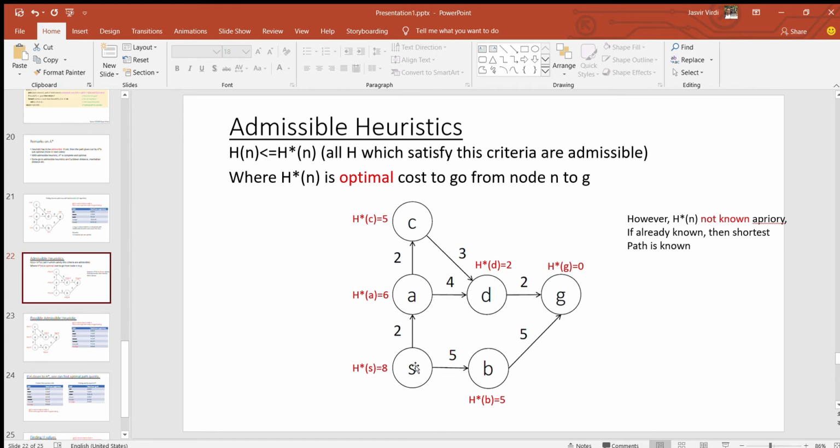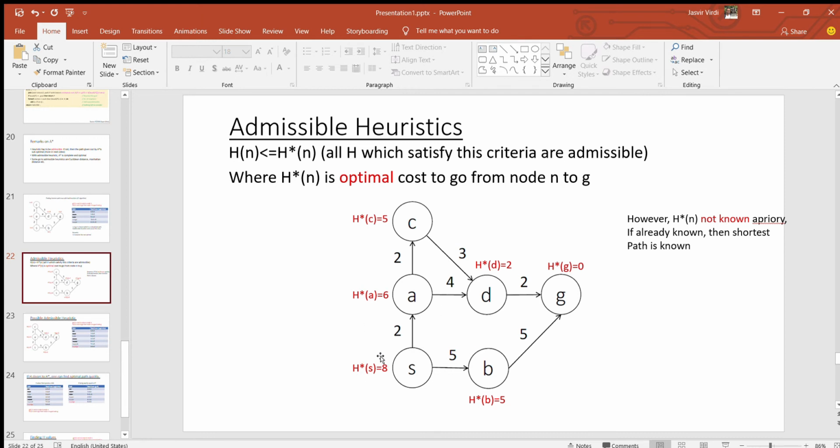However, you can imagine that if this graph was really big, or had a lot of nodes with a lot of connections, then it would be really difficult to find out what this optimal cost to go would be. So h*(n) would never be known a priori. If it's already known, then in a certain sense you know what the shortest path is, because in this particular case, h*(S) is 8. How did I calculate it? It was calculated based on the fact that we already knew the shortest path was SADG, right?